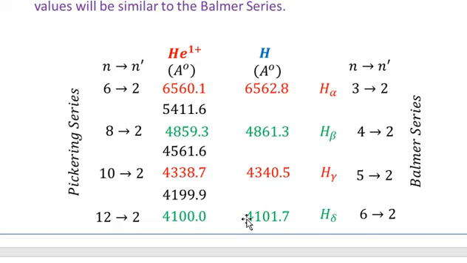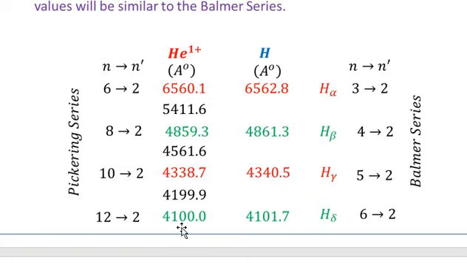The last wavelength for the comparison is shown in green, which we call the H delta line from the Balmer series of the hydrogen atom, under the transition from 6 to 2, and the wavelength emitted is 4101.7. The corresponding wavelength from the Pickering series is 4100. Again, you can see that the two wavelengths are very close to each other, but there is a small lowering value obtained from the singly ionized helium atom.